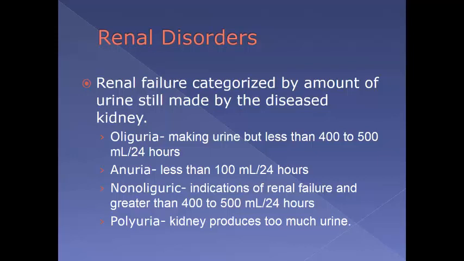All right, and then of course on the opposite end of the spectrum, polyuria, this is where you have too much urine. Usually this is secondary to something like DKA or hyperglycemia or something of that nature.